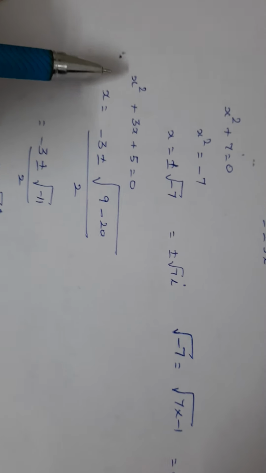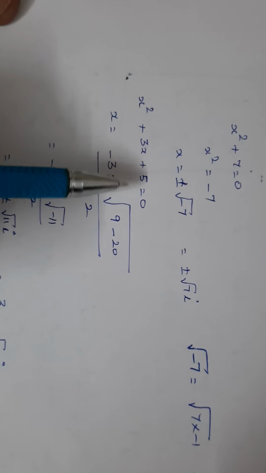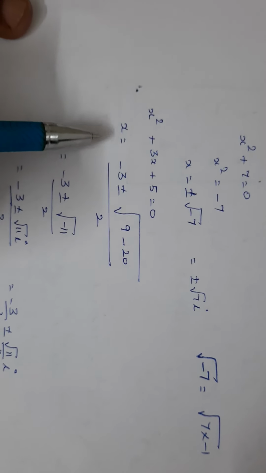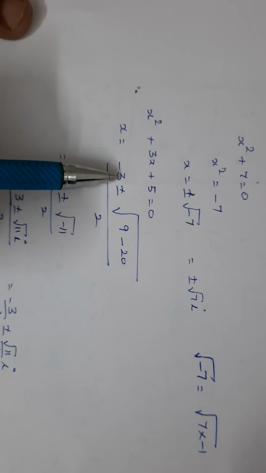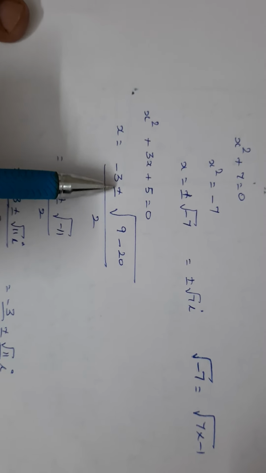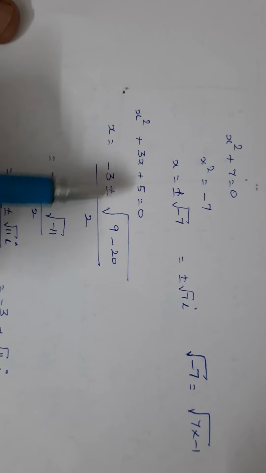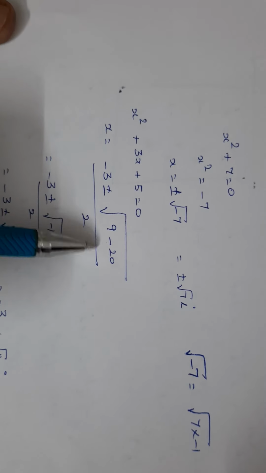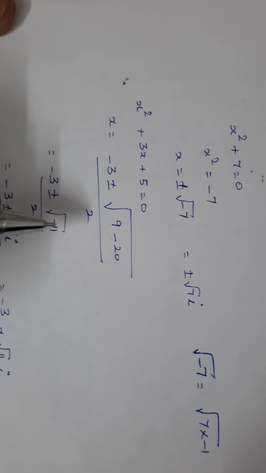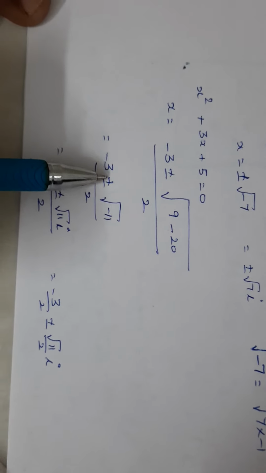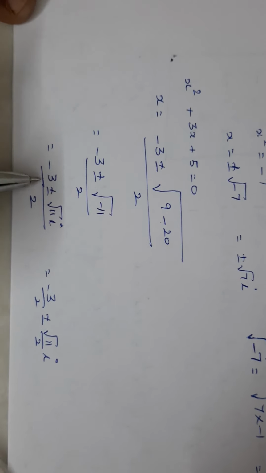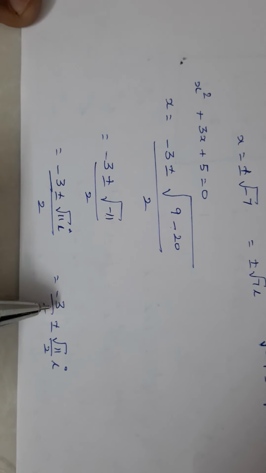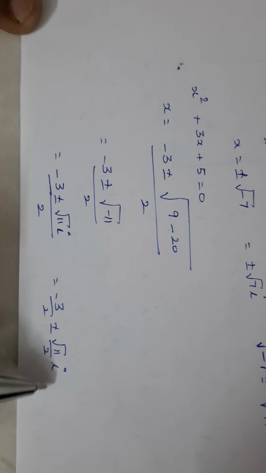One more equation, x squared plus 3x plus 5 is equal to 0. This cannot be factorized, so let us use the formula. Using the formula method, x is equal to minus b, that is minus 3, plus or minus root of b squared, that is 3 squared, 9, minus 4ac, 4 into 1 into 5, 20, divided by 2a, 2 into 1, 2. On simplification, minus 3 plus or minus root of minus 11 by 2. Root of minus 11 can be written as root 11 into i, that is minus 3 by 2 plus or minus root 11 by 2 into i.